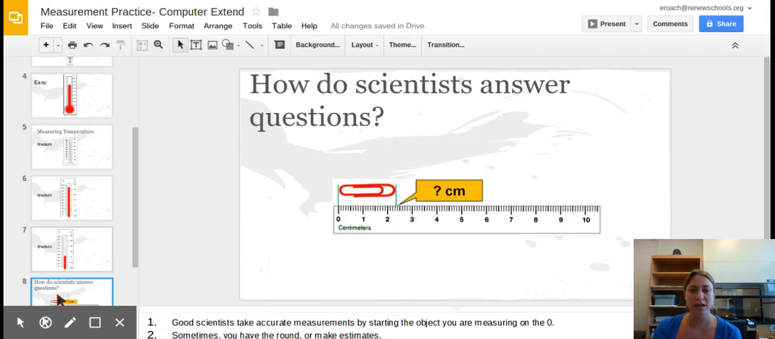Scientists also take measurements using a ruler. The first thing I do when I look at a ruler is I look at what unit is on the ruler. I see this one is centimeters. Good scientists take accurate or true measurements by starting the object that you are measuring at the 0. Notice how this paperclip, its front end is at the 0. But sometimes objects don't fall directly at a number mark. I see that this object is between the 2 and the 3, and it's close to that dark line in the middle. So I know this paperclip is about 2.5, don't forget your units, centimeters long.